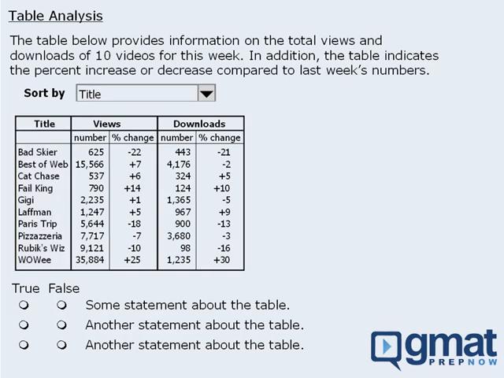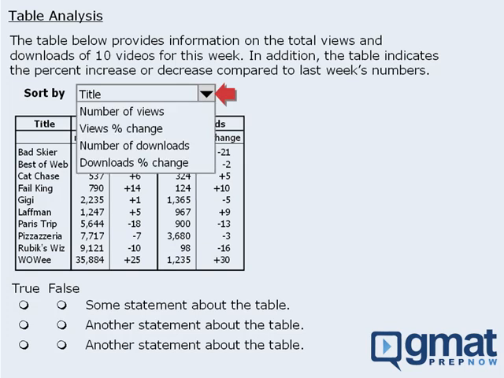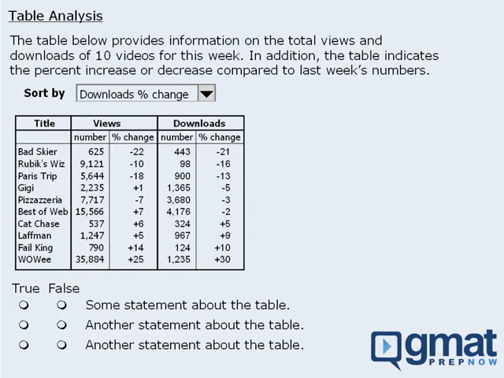Now to sort this table according to different columns, just click on the drop-down menu to reveal the other sorting options. So for example, if we go down here and select % change in downloads, we can see that our table has now been sorted such that the entries in that column are arranged in ascending order. This functionality will allow you to sort the table in the way that best helps you respond to 3 statements that all have opposing answer choices, such as yes, no, true, false, and so on. Your task here is to select the appropriate response for each statement.